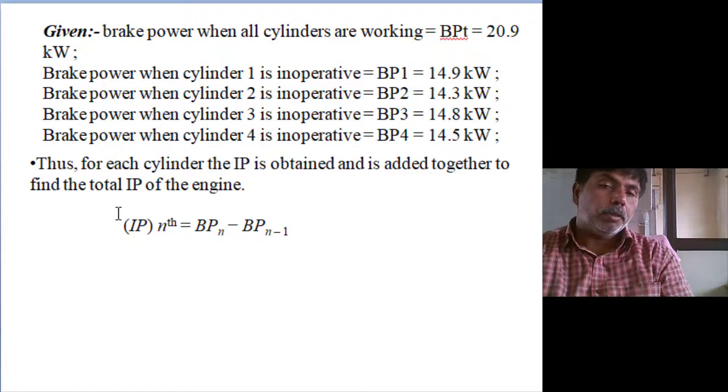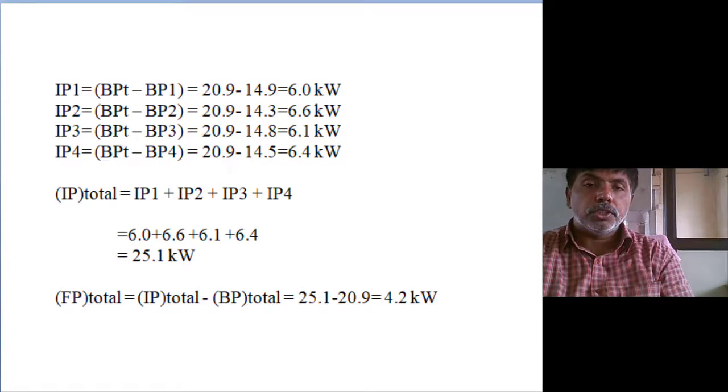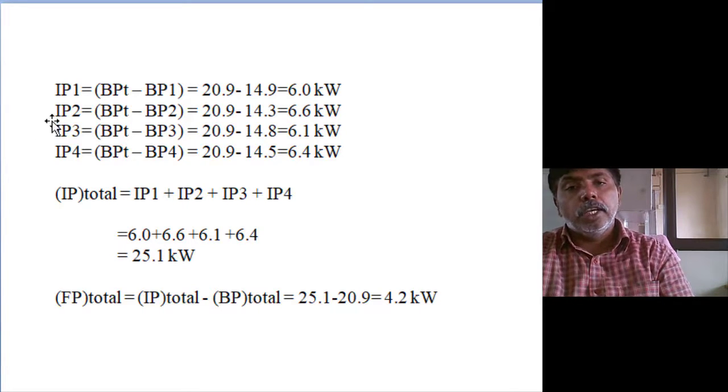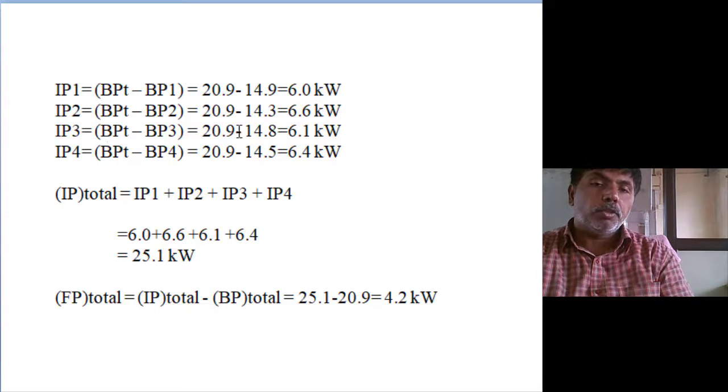Determine the indicated power. Indicated power of the first cylinder: brake power of all cylinders minus brake power of 3 cylinders, 20.9 minus 14.9, 6 kilowatt. Indicated power of the second cylinder: 20.9 minus 14.3, 6.6 kilowatt. Indicated power of the third cylinder: 20.9 minus 14.8, 6.1 kilowatt. Indicated power of the fourth cylinder: 20.9 minus 14.5, 6.4 kilowatt.